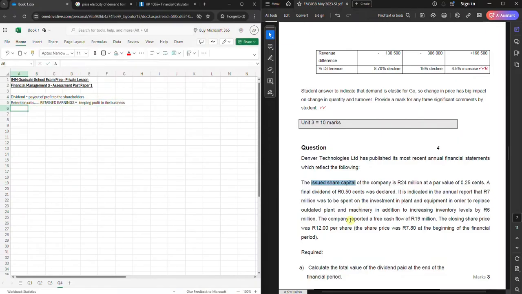Based on what I see here, the share capital is 24 million and the value is 25 cents. So you're going to have to calculate the number of shares. This is market cap divided by price. 24 million divided by the 25 cents gives you 96 million shares.